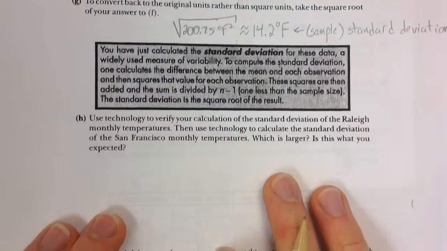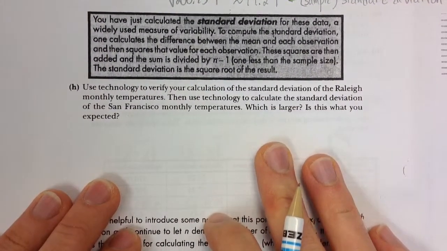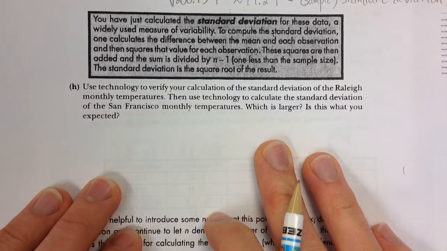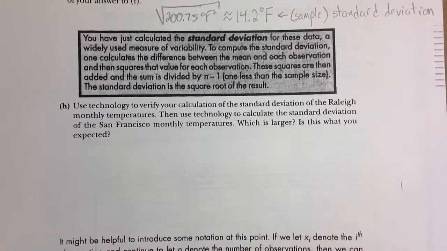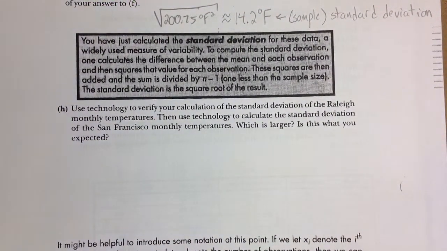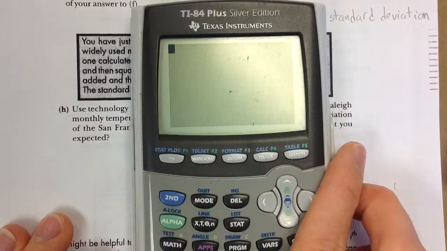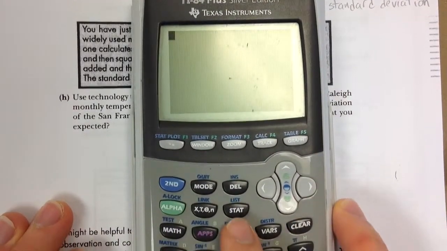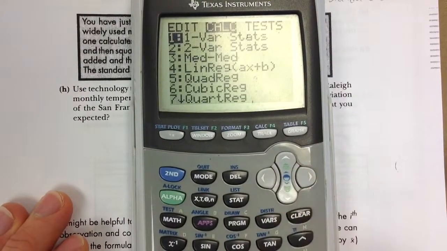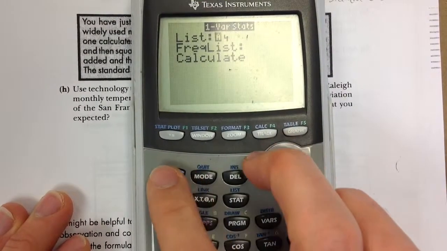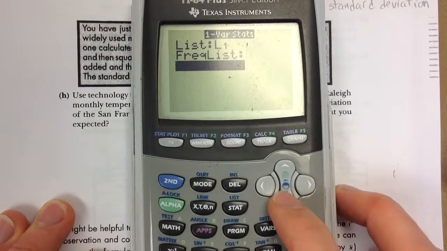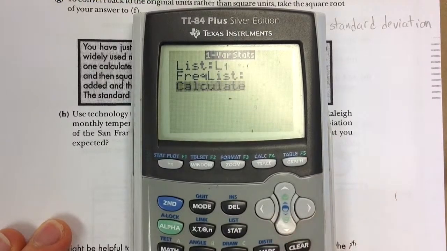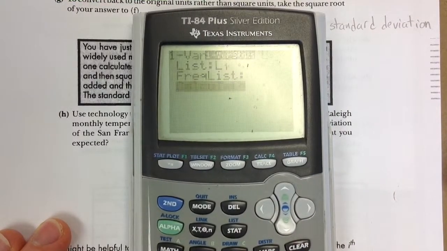Good. Letter H. Use technology to verify your calculation of the standard deviation of Raleigh monthly temperatures. Then use technology to calculate the standard deviation of the San Francisco monthly temperatures. We can do that if we have time. I think we will. I have told you this already, but just to remind you, our friend 1-Var Stats, we're going to do it on L1, gives you standard deviation.